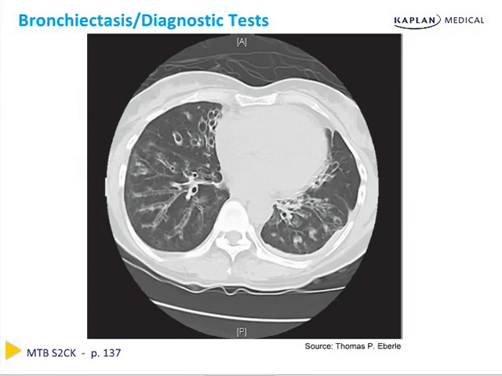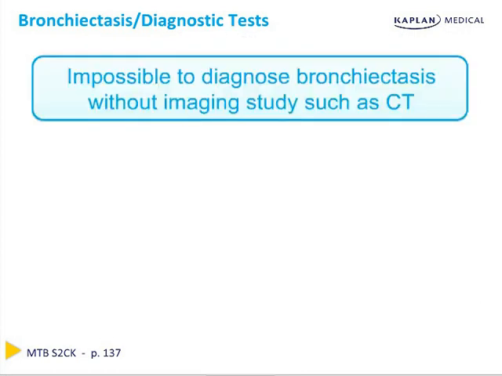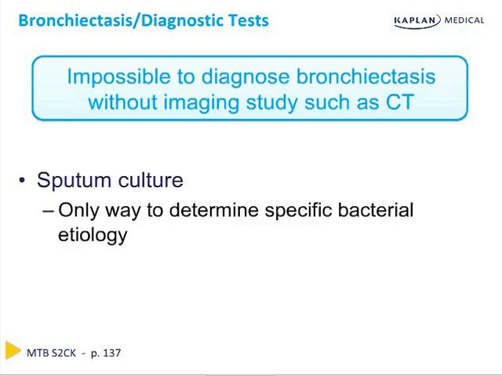On your screen now is an example of a high-res chest CT showing bronchiectasis. As you can see, the large airways are extremely dilated, and they are indeed larger in diameter than their corresponding bronchial arteries. Remember, bronchiectasis is not a diagnosis that can be made without imaging. You must have some supporting imaging, usually a chest CT, in order to diagnose bronchiectasis.